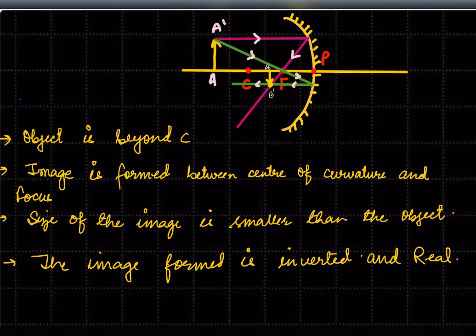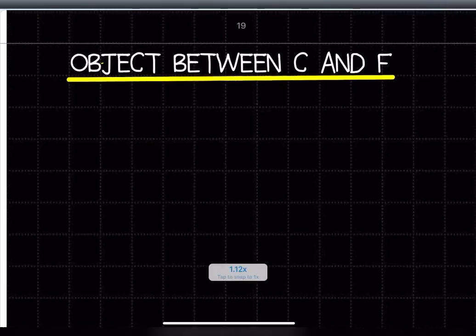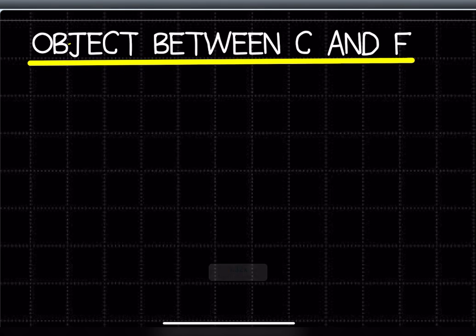Okay, I hope you understood this. Size of the image is smaller than the object, image is formed between C and F, object is beyond C. Now let's go to next. Object between C and F. What will happen if I keep the object between C and F? Let us try drawing and let us try understanding.